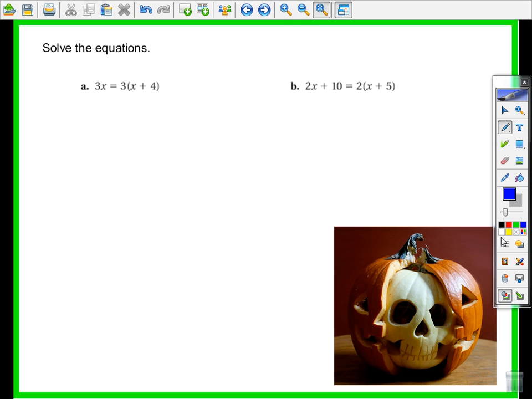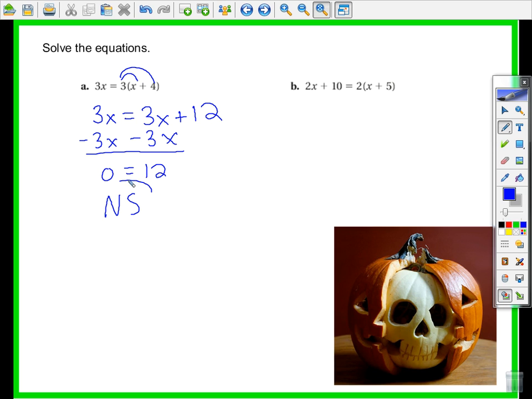You can come back to that game in a minute. Let's do a couple of these. All right, for letter A, let's just keep the left side and distribute on the right. 3 times x is 3x. 3 times 4 is 12. Now, when I go to subtract 3x on both sides, I end up with 0 equals 12. My scale is not balanced. There is no possible number that would make 0 be equal to 12.